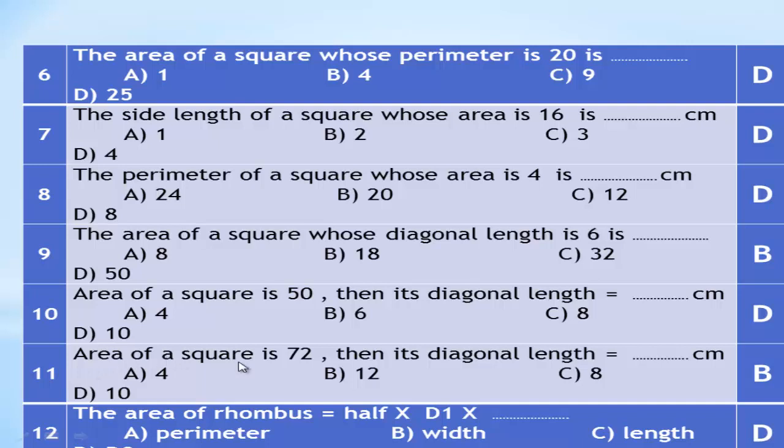Number 11, area of a square 72 centimeter square, then its diagonal length equals what? The area of a square is 72 over half, and the two diagonals divide, meaning 72 over half and divide which number times which number equals the same diagonal, equals 12. Then number 12, the area of rhombus equals half time d1 time d2.